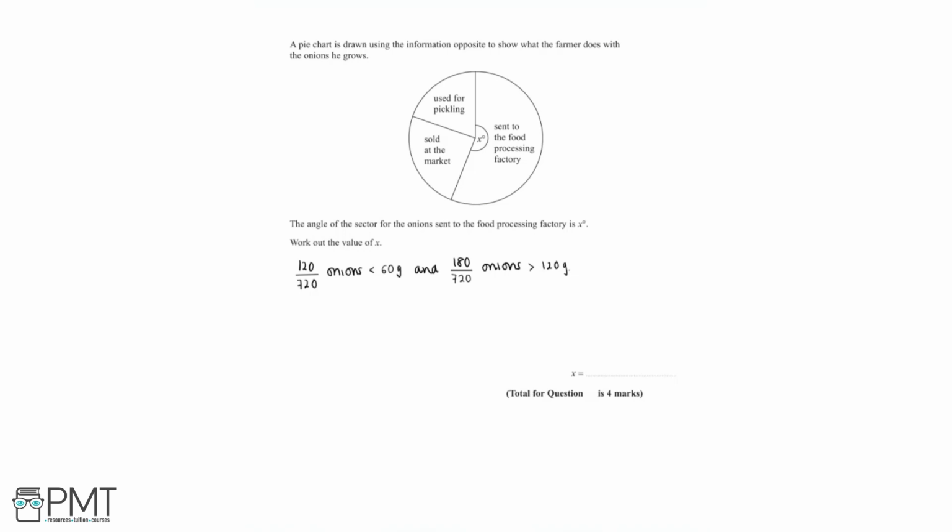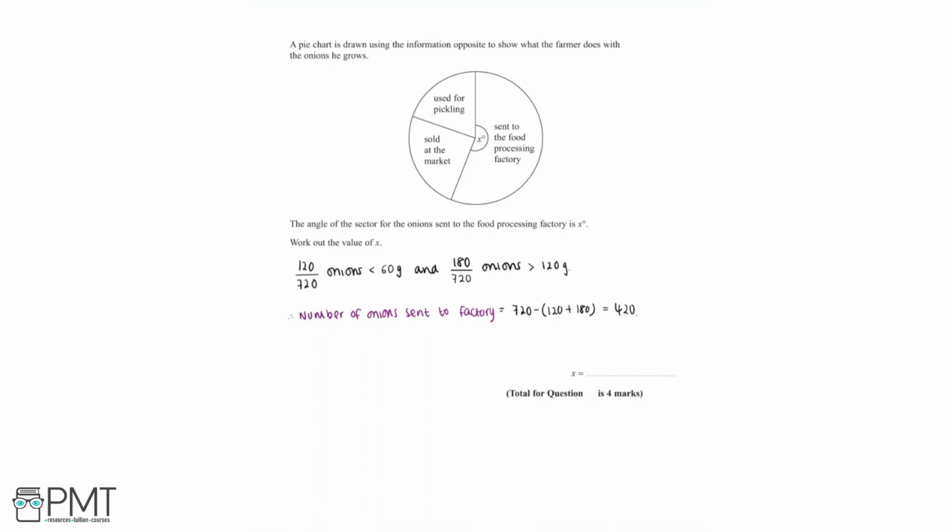We know that onions less than 60 grams are used for pickling, and onions greater than 120 grams are sold at the market. And so we want to find the number of onions that are sent to the food processing factory. If we have a total of 720 onions, and we know that 120 onions are less than 60 grams, and 180 onions are greater than 120 grams, the number of onions that are sent to the food processing factory would be the remainder. And so we can say that the number of onions sent to the factory would be equal to 720 take away (120 plus 180), which is equal to 420.